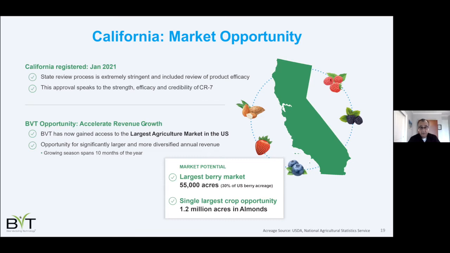And also, it is a longer season. Our revenue with the berry crops is shorter, between January and maybe April and May, because that's when the berries are blooming. But in California, the season is actually longer. So we have other crops that we can get into later on in other times of the season.